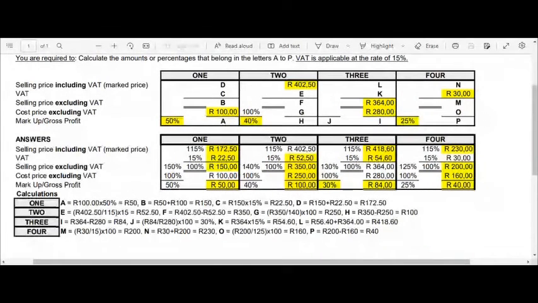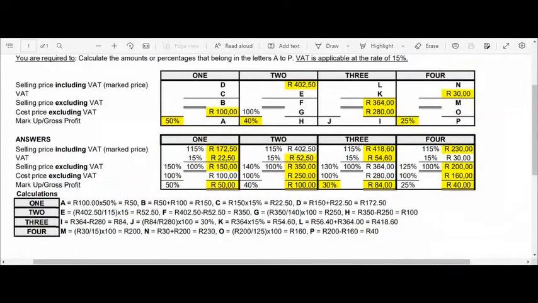They give us the selling price excluding value added tax. So let's maybe first go and calculate K. If we now want to calculate K, ladies and gentlemen, what do we do? We take the 364 rands excluding VAT. That is a factor of 100. Many of you already answered it there.